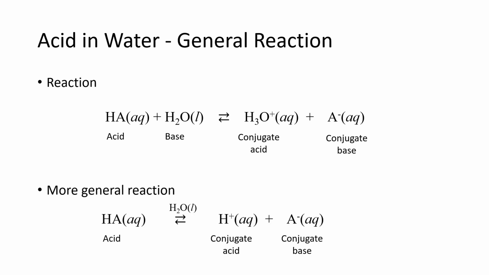This reaction can also be written more generally by removing water from both sides of the equation. Here, only the acid is written on the reactant side. The solvent, water, is written above the equilibrium symbol. This means by removing water from both sides of the equation, it essentially is a spectator species. The conjugate acid is now H+, since we removed H2O from the hydronium formula. And the conjugate base is A negative, same as before.